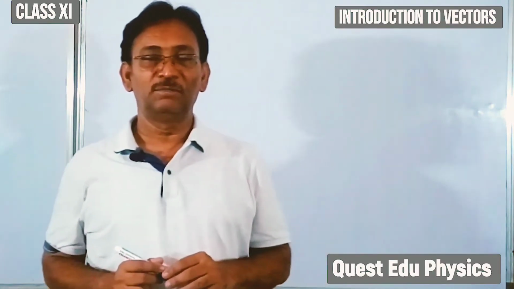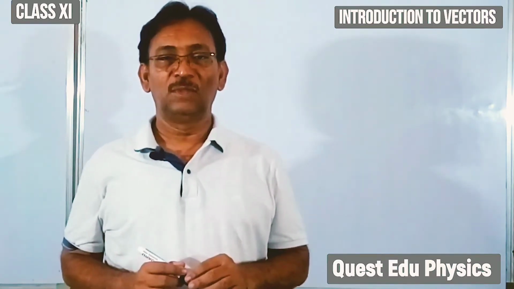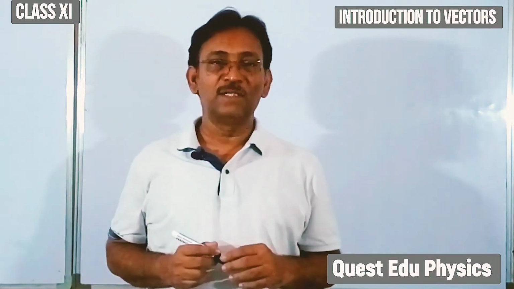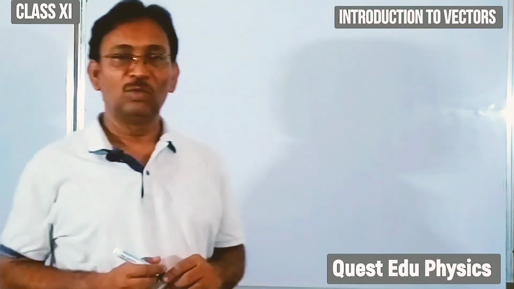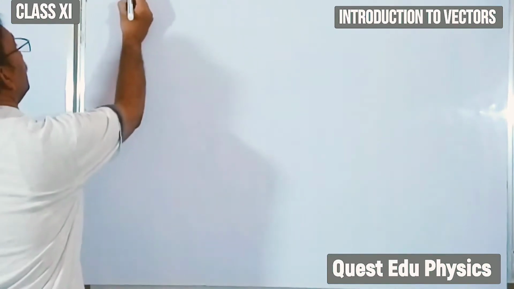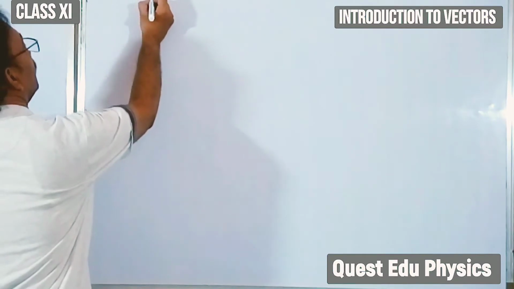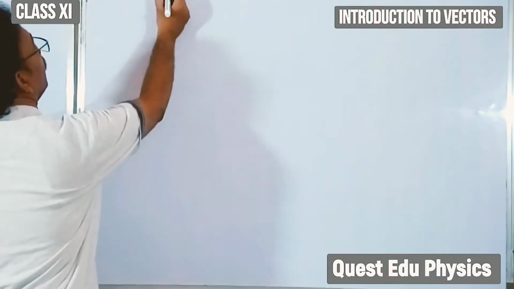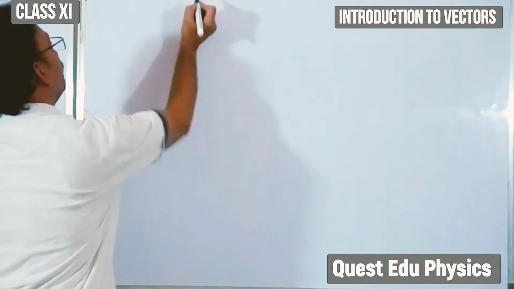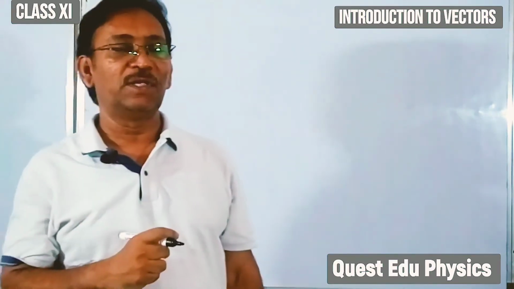First of all, we have to understand what physical quantities are. Then you will understand what a vector, a scalar or a tensor is. Let's speak about physical quantities. What is a physical quantity? Anything which can be measured is a physical quantity.